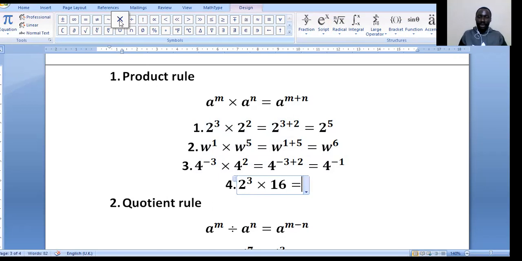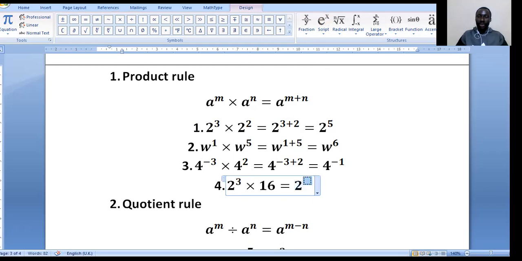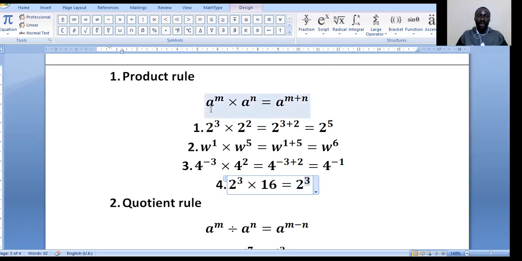Well, we will be having 2 with exponent of 3 before we can apply this rule, the product rule. Notice that we apply this rule when the numbers are the same. Here it's A and here it's A. What may not be the same in this case will be the exponent. So we have to express 16 as exponent of 2.